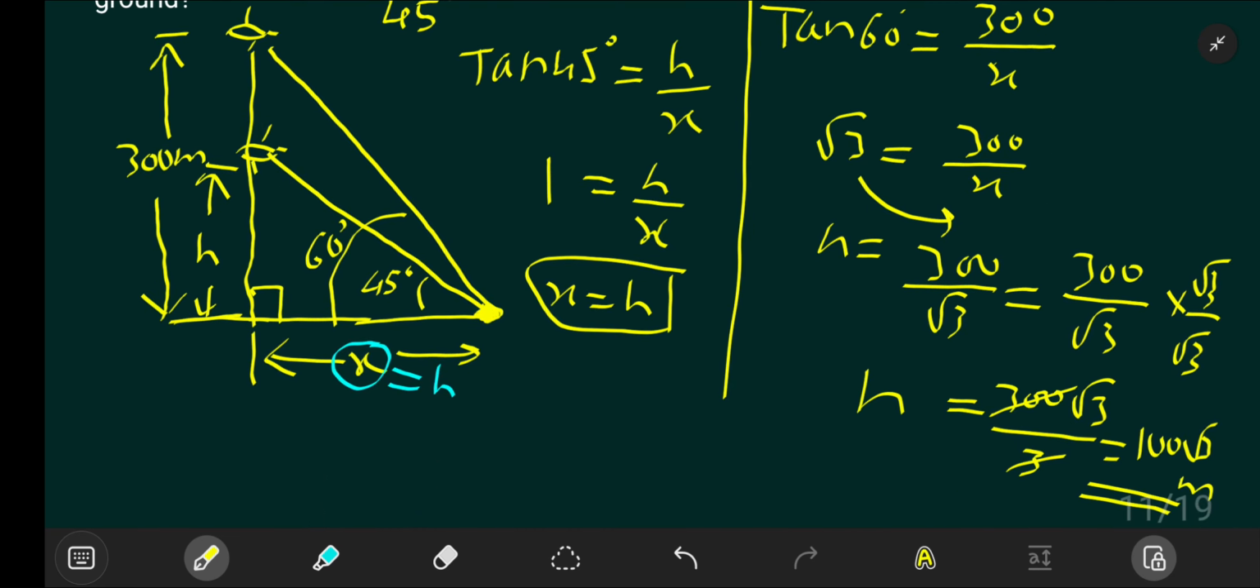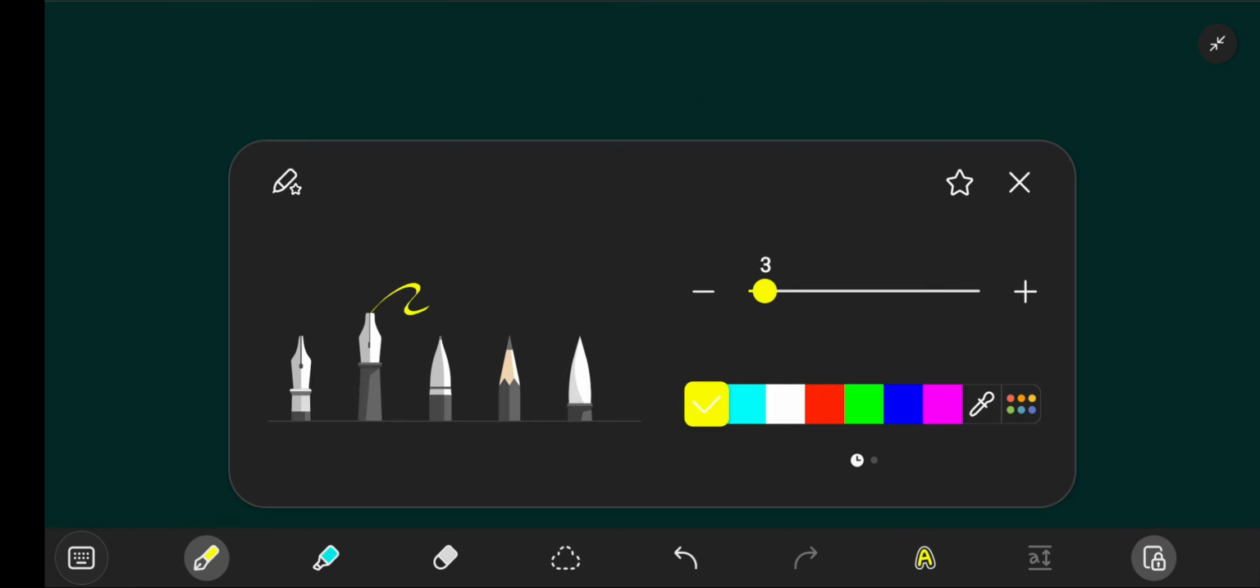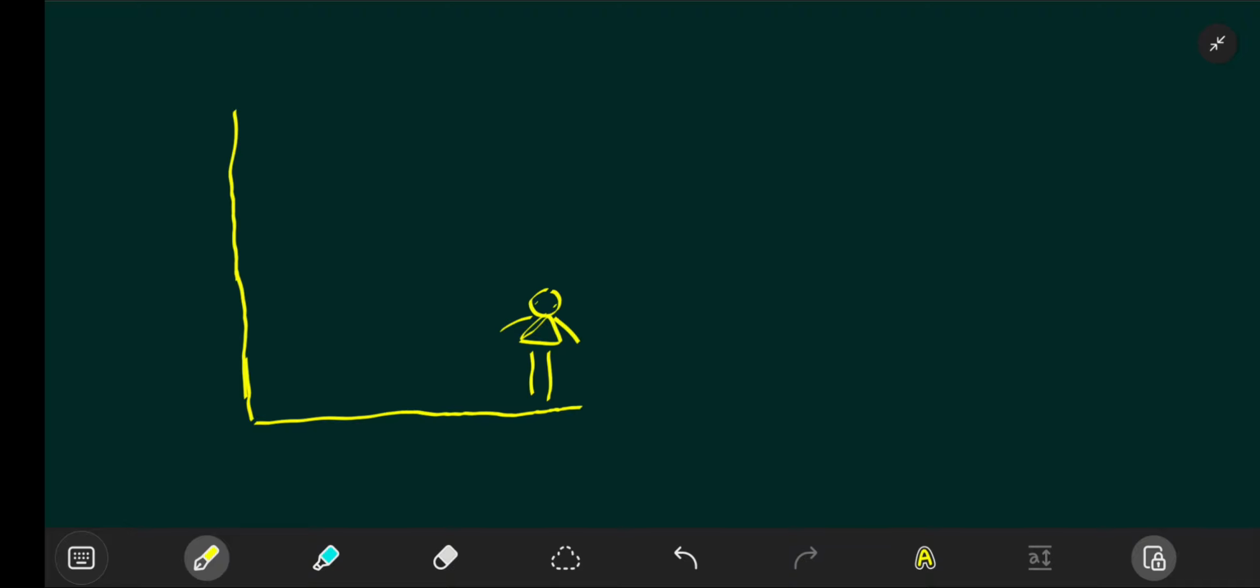Just take a look. Next. Suppose there is a pole, and there is a man on the ground.